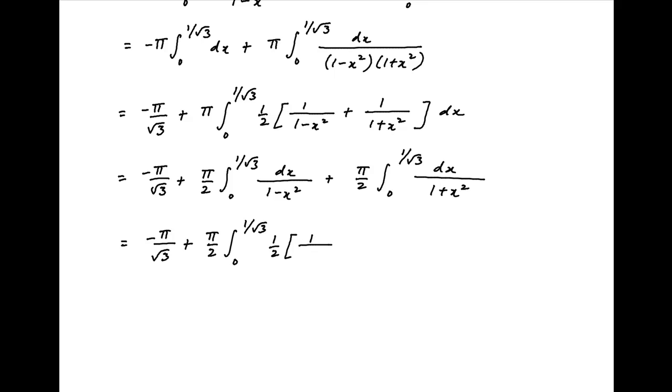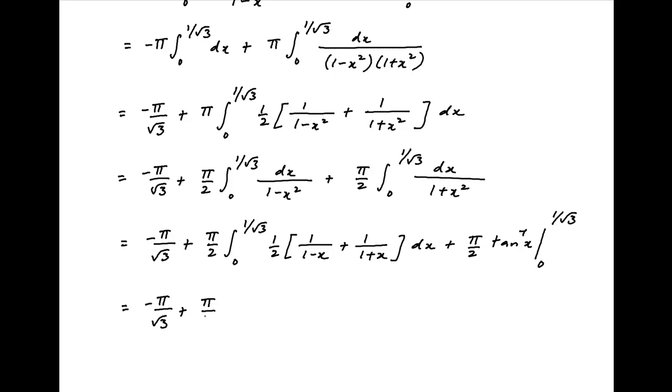Now 1 upon 1 minus x square can again be expressed as half of, in brackets, 1 upon 1 minus x plus 1 upon 1 plus x. An integral of 1 upon 1 plus x square is equal to tan inverse x. Therefore, the value of I is equal to minus pi upon root 3 plus pi upon 4 times, in brackets, ln of 1 plus x minus ln of 1 minus x between the limits 0 and 1 upon root 3, plus pi upon 2 times tan inverse 1 upon root 3, which is equal to pi upon 6.